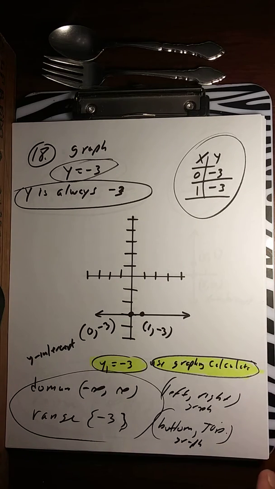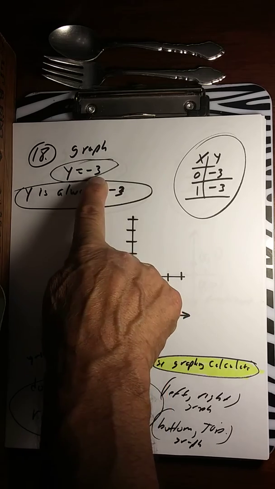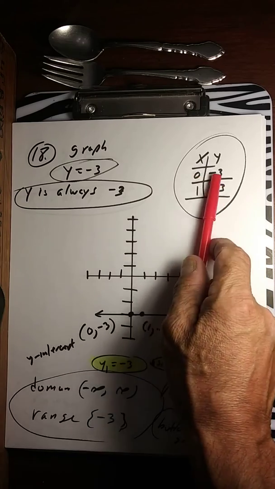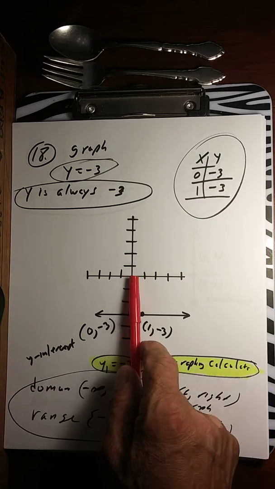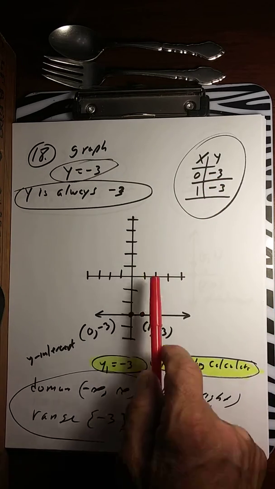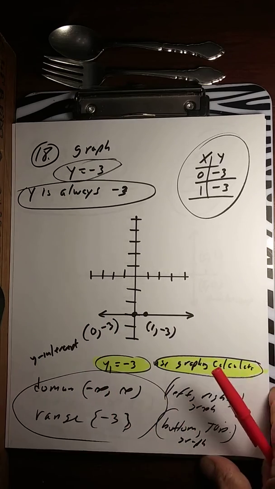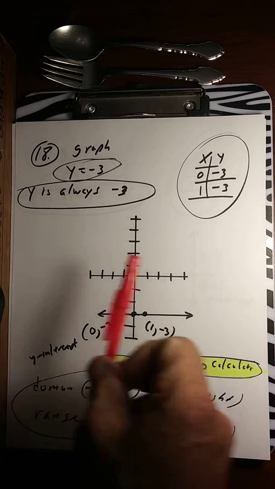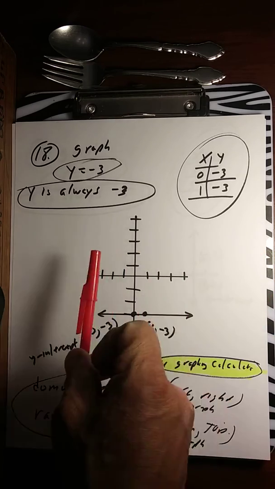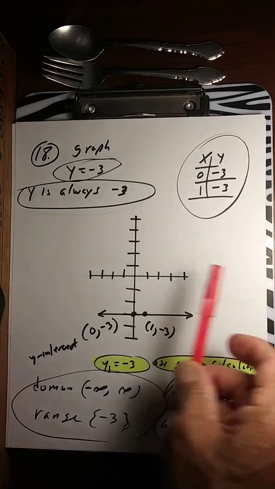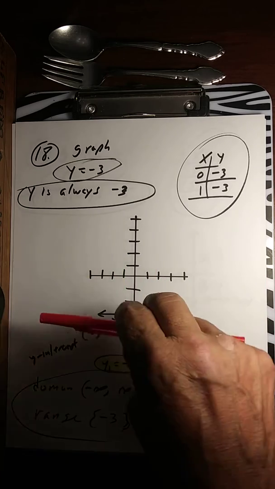y equals negative 3. That's it. y equals negative 3. Okay. So y is always negative 3. So you can put 0 there, negative 3, 1, negative 3. Any other number is still going to be negative 3 all the way across, so horizontal like this. Domain of this one is negative infinity to infinity. Range is what? Just negative 3, that's it.